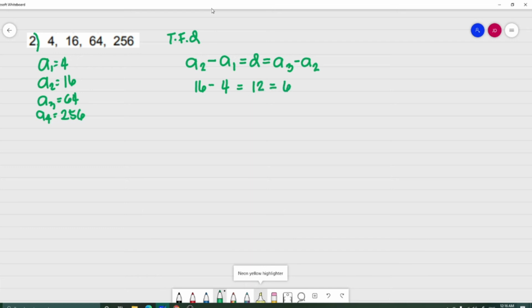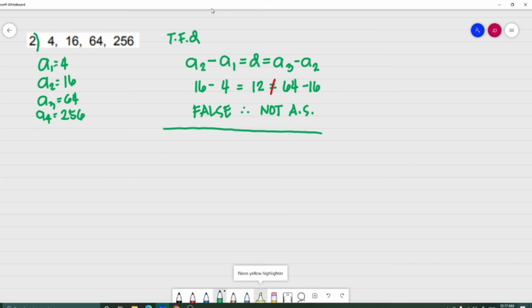Let's check 64 minus 16 is 48. 48 ang answer. Therefore, dili siya equal to 12. So, we can say that the statement is false. Therefore, it is not an arithmetic sequence.